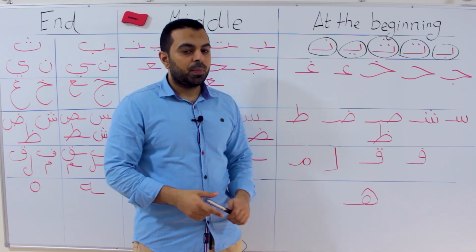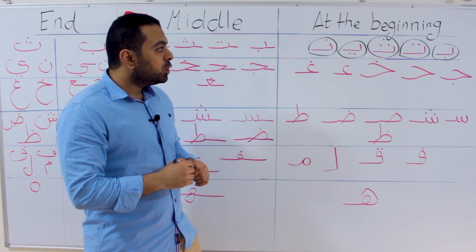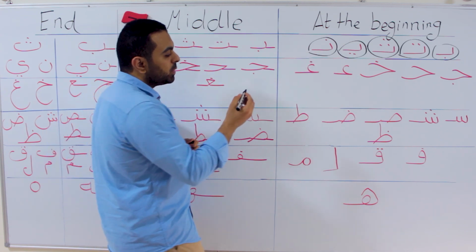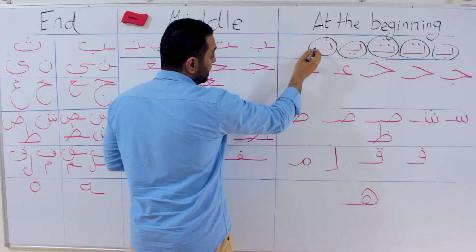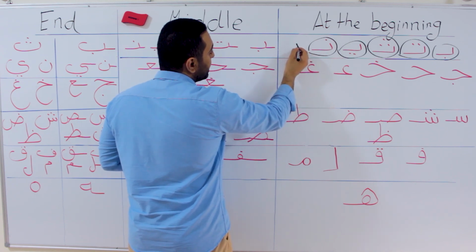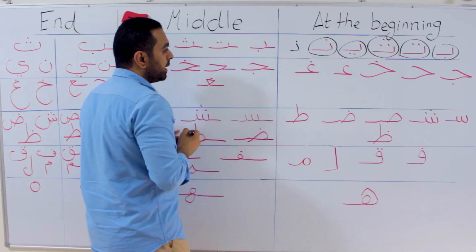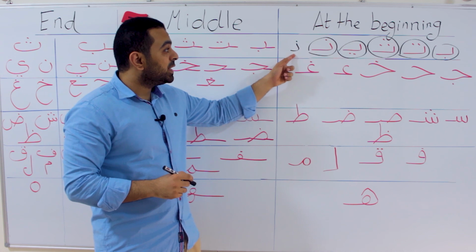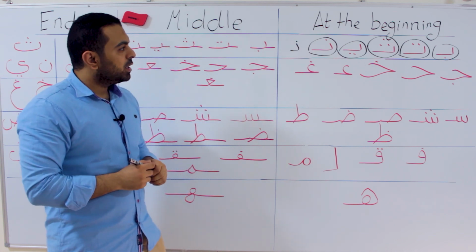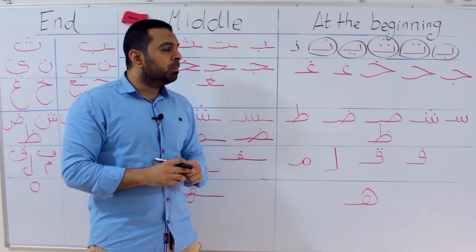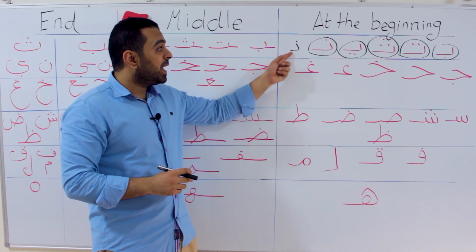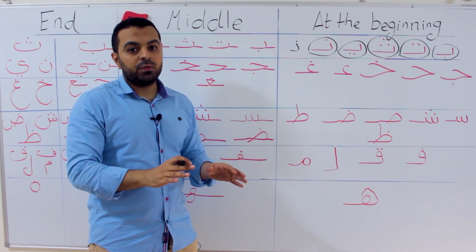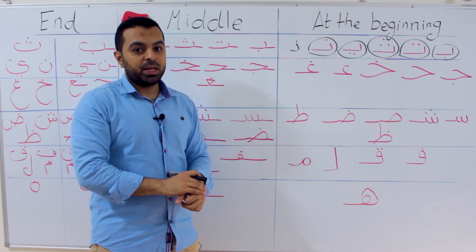Now, usually when you see something like this, you confuse between noon, this is noon, and zal. Do you remember zal? We said it's like this, right? So what's the difference between them? The difference is zal is one of the 6 letters that is not in a connected form. We're going to explain this in a minute.